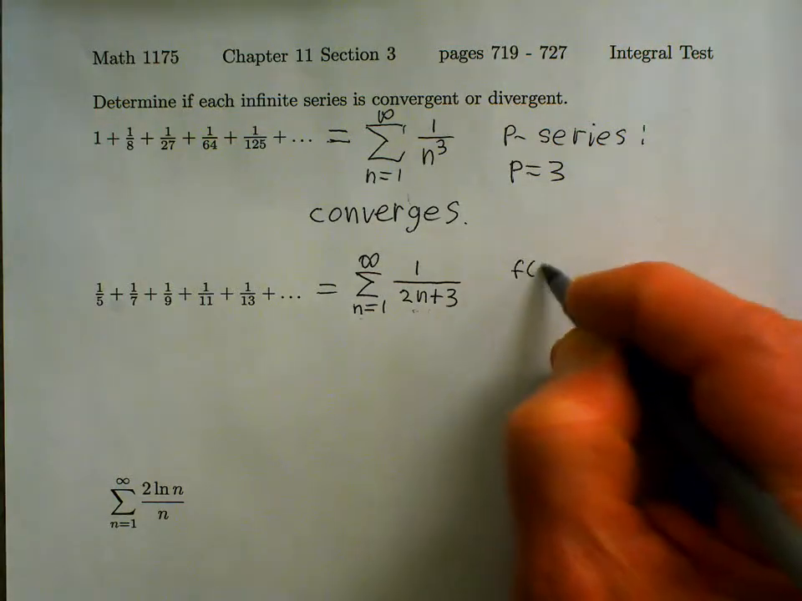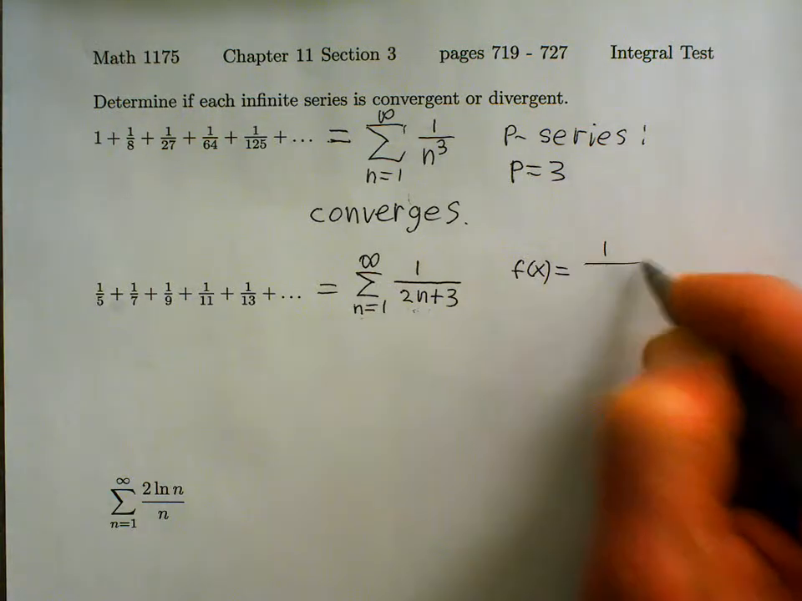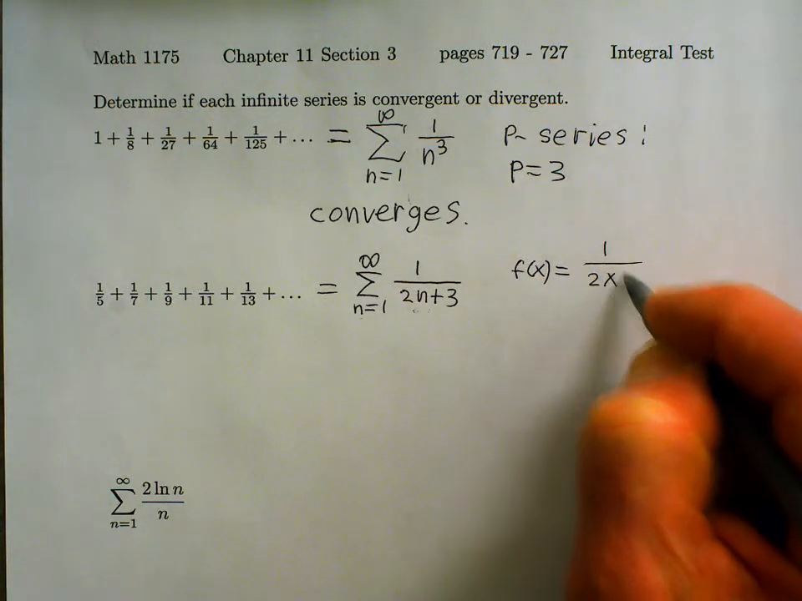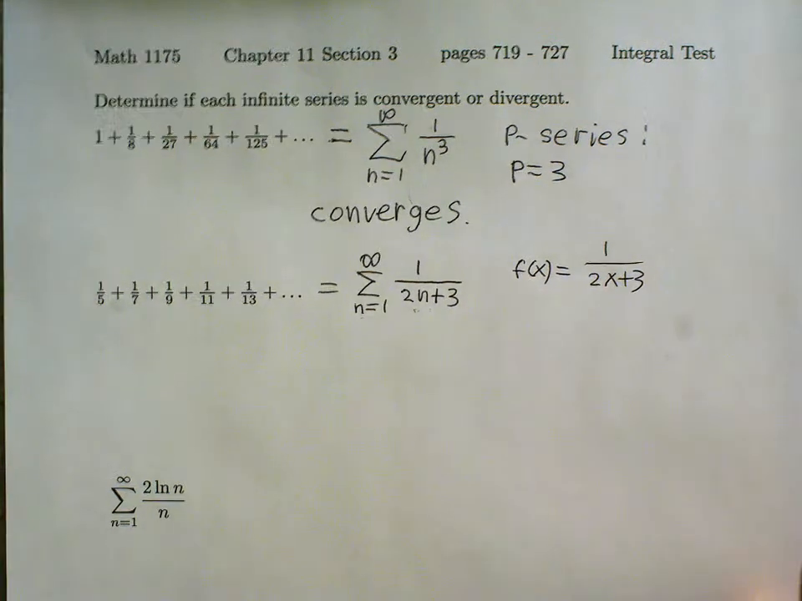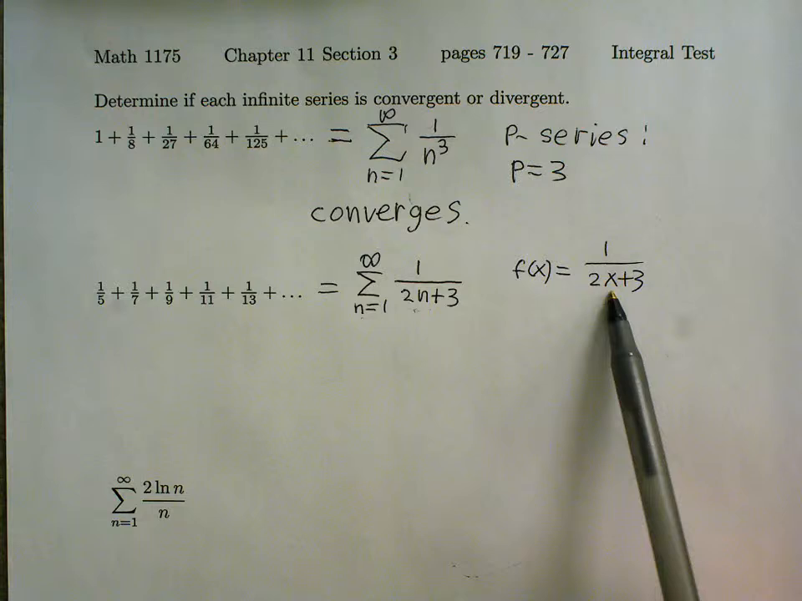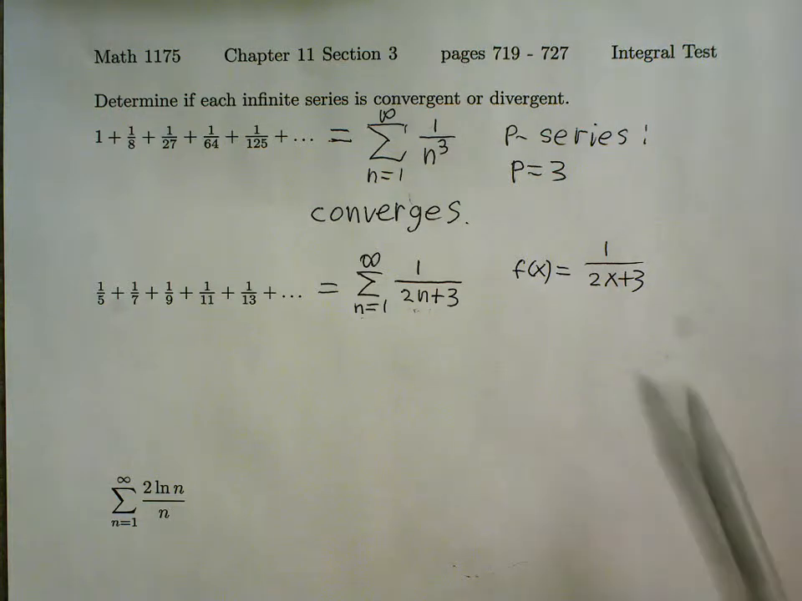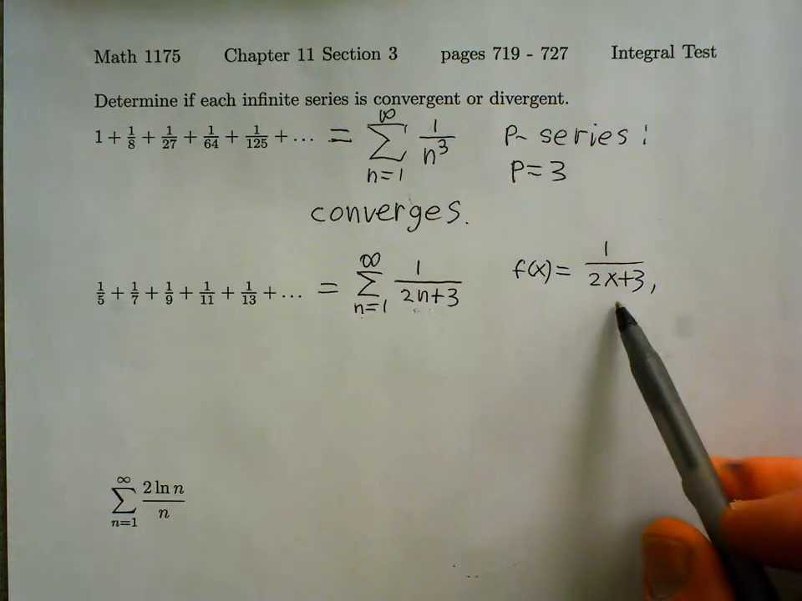Well, if we assign f of x to be the function 1 over 2x plus 3, this function is positive for x values greater than or equal to 1. It's continuous, and it's decreasing. One way to verify that it's decreasing is to show that the derivative is negative for x greater than or equal to 1.